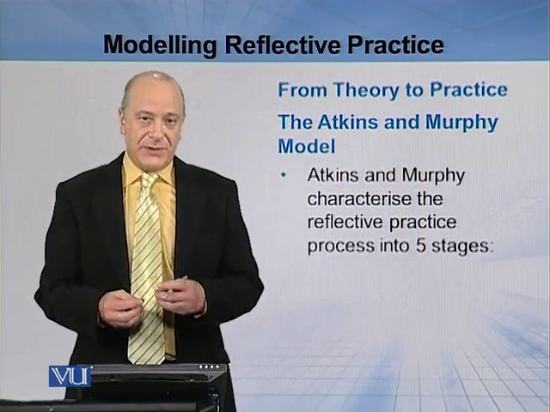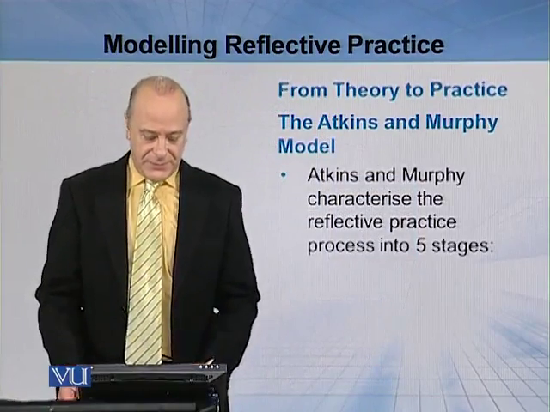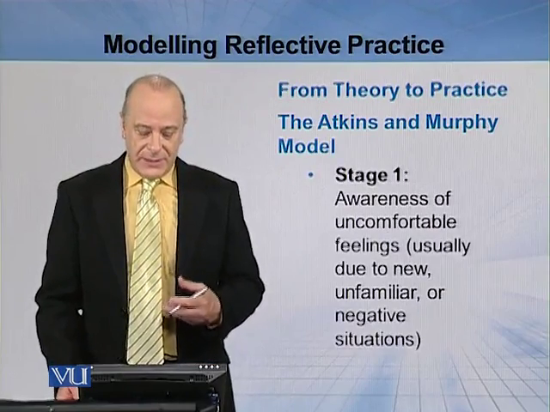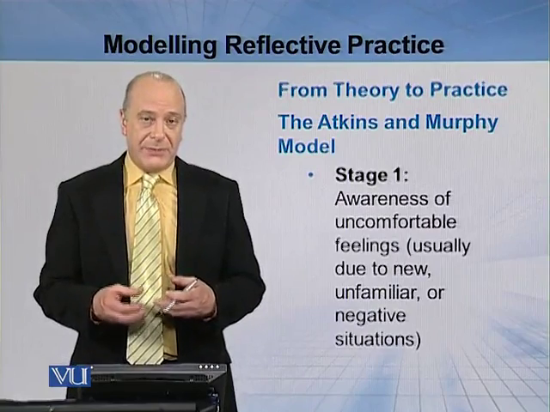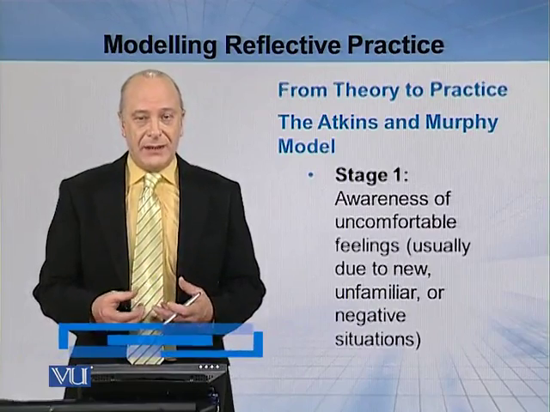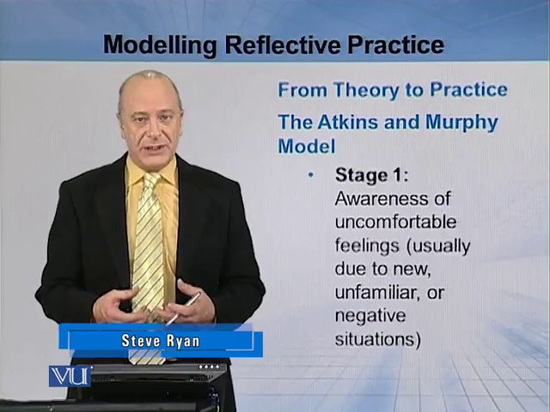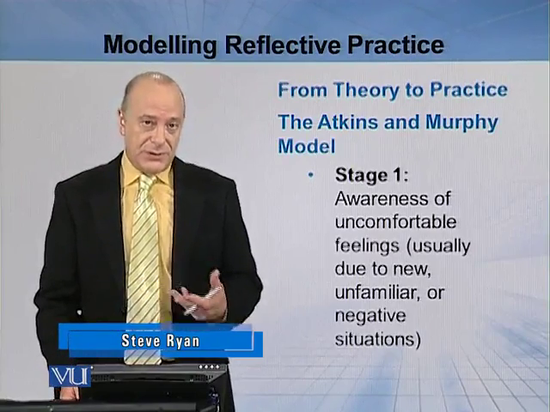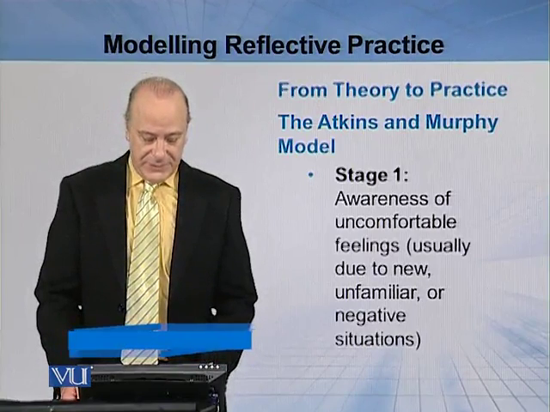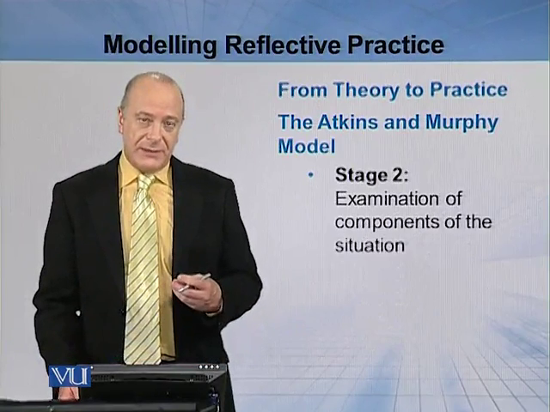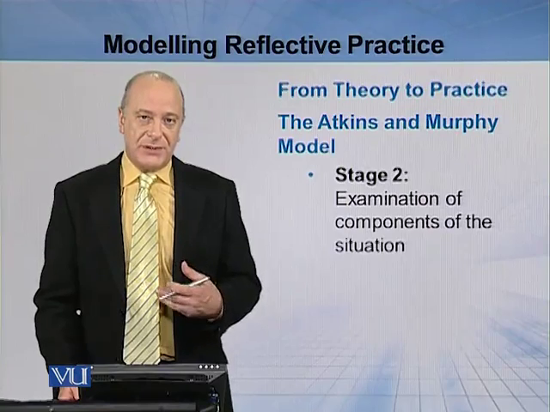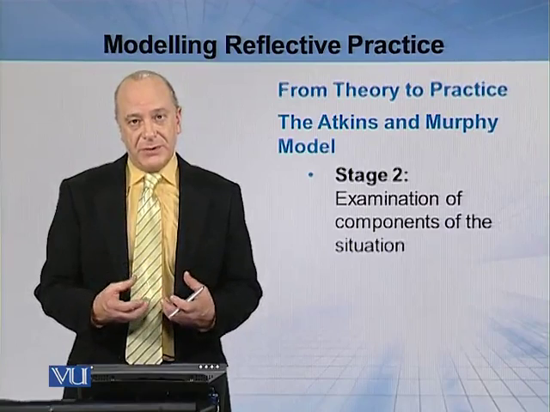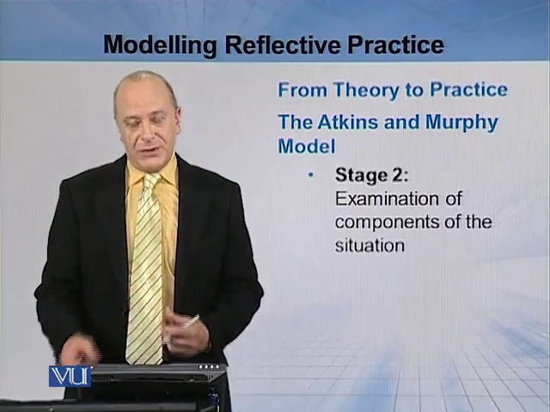The Atkins and Murphy model, you can see, therefore has 5 stages to it, and the stages link together in a cycle. Stage 1 is very much about the teacher becoming aware of some need for change because of some uncomfortable feelings due to the situation that they're confronted by. Stage 2 then comes from stage 1, and is about the teacher examining those feelings and the components in the situation which generate those feelings.